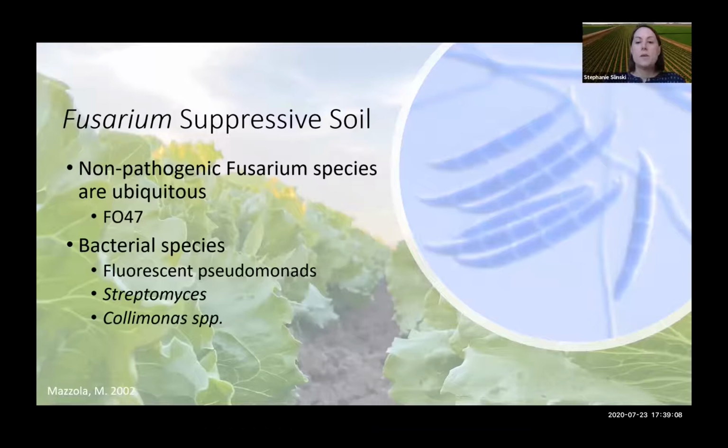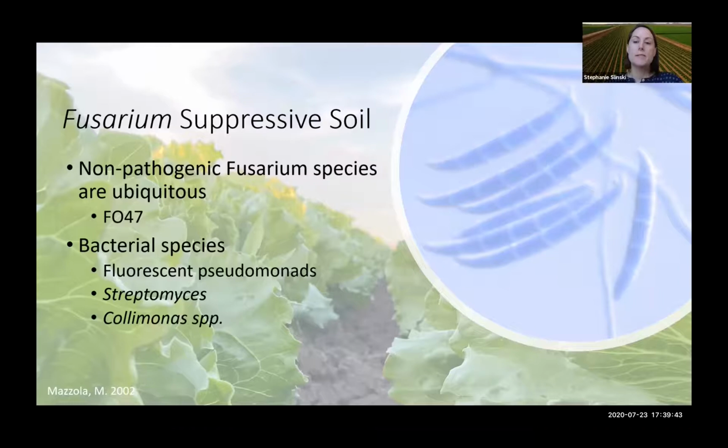FO47 is a Fusarium oxysporum isolate that was originally collected from a melon field that was suppressive to Fusarium wilt of melon. This is from a field in France. It was collected in the late 80s. It's been found to be effective not just against Fusarium wilt of melon, but against other Fusariums and other fungal species like Verticillium dahliae, which causes Verticillium wilt.